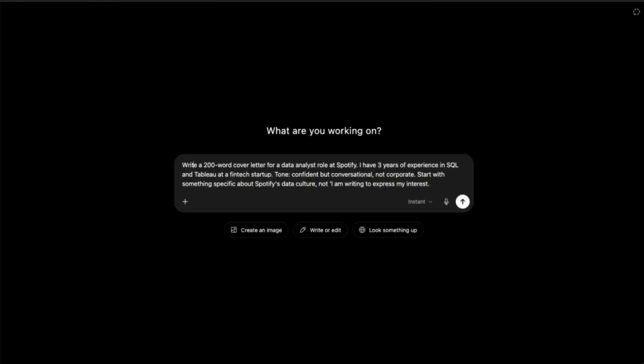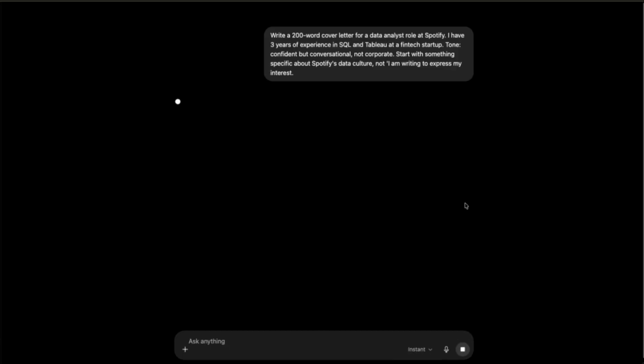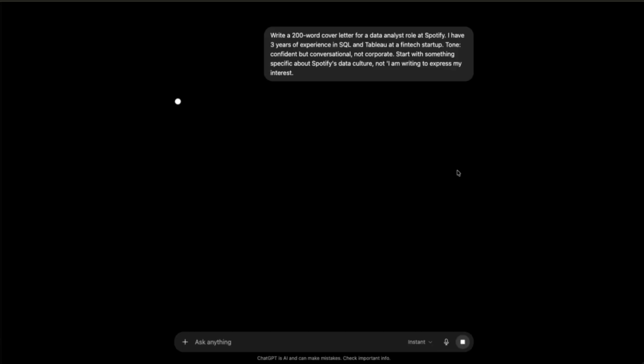Now let's implement some good prompting techniques. First, we start with a verb. We're telling it to do something, so we're telling it to write. Now it has an idea of what it should start doing. And we give some specifics. We say it has to be 200 words, we say what the role is, where it is, and we give some information about ourselves. And also, we talked about tone last time. Now it knows what tone to take. Let's see how this responds.